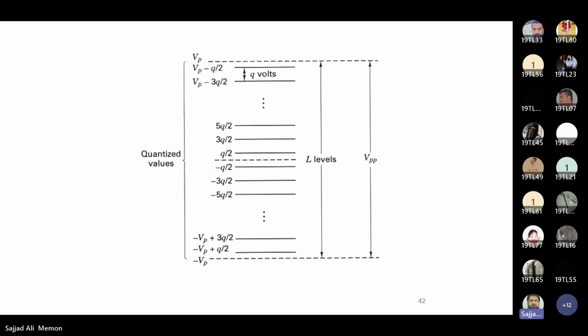So this is the maximum error that you can have, from minus Q by 2 to Q by 2. That is our 1Q. And this figure we drew like this in the previous one, that is minus Q by 2 to Q by 2. So this is the maximum error that we can have, of 1Q.